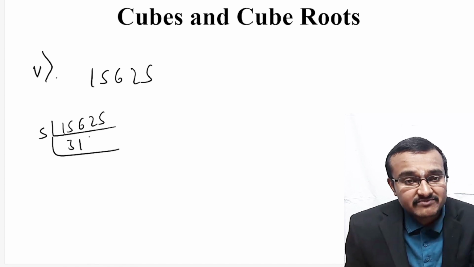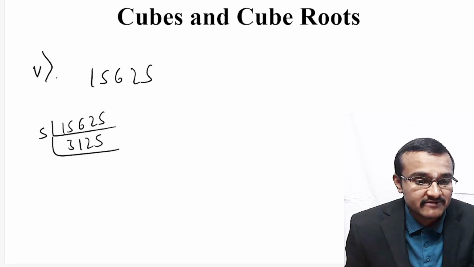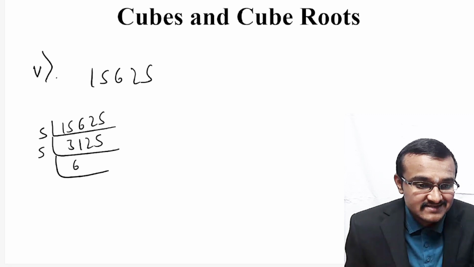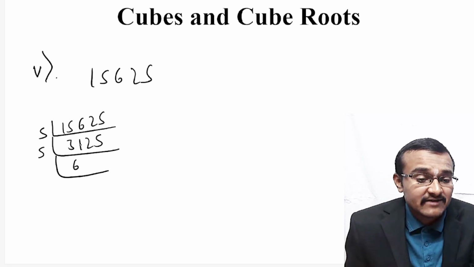So again 1 will be remaining, 5 2s are 10. So 2 will be remaining, 25, 5 5s are 25. So again this 3125 can go with 5. So 5 6s are 30, and again 1 will be remaining. So 5 2s are 10, 2 will be remaining, 25, 5 5s are 25.